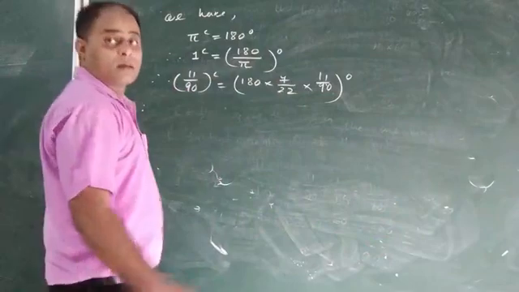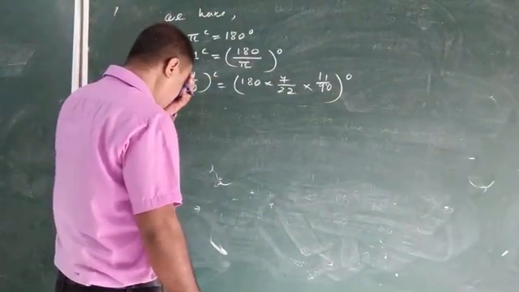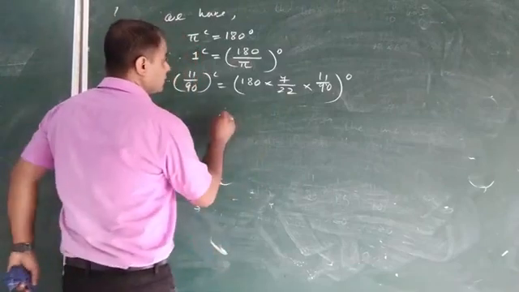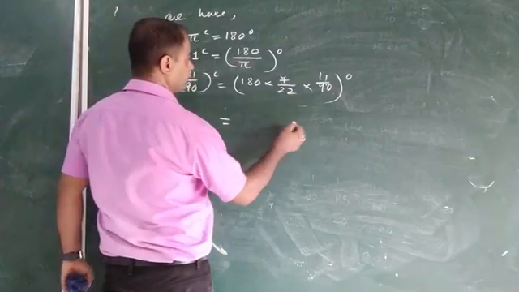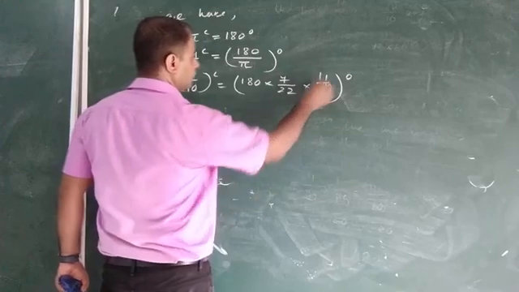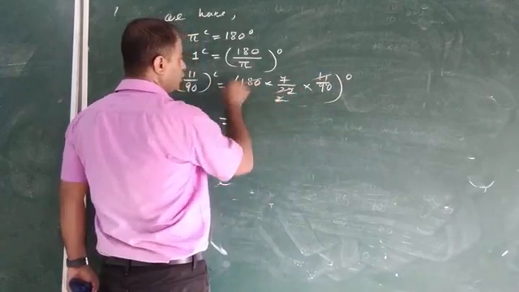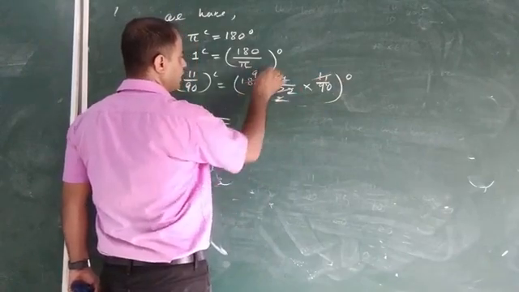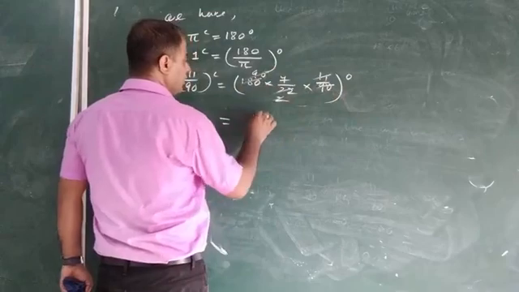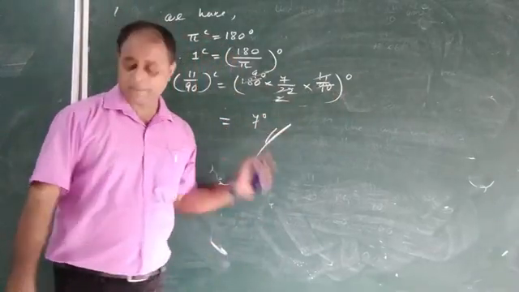11 2s are 22, 2 90s are 180, 90 cancel. We have only 7. It's simple, 7 degree. Correct.